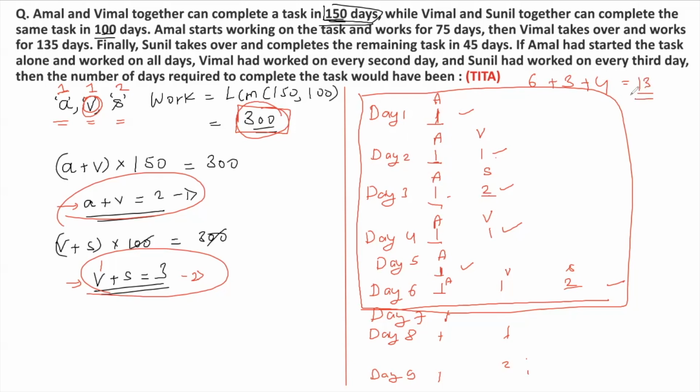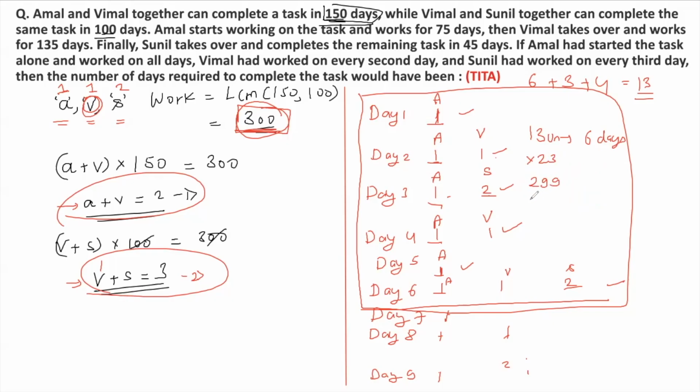Okay. Now, 13 units are being completed in 6 days. I'll just write it here. 13 units of work is getting done in 6 days. So now let's take the nearest multiple of 13 to 300. Will make our life slightly easy. So the closest multiple of 13 to 300 is 299. That is 13 into 23. So 13 into 23 is obviously 299.